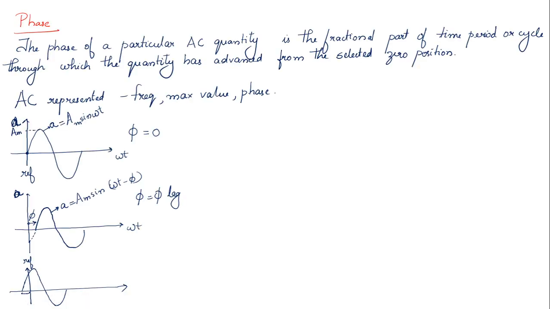Okay, so this is the angle phi. You can see that from the reference axis, it has started 5 degrees ahead of the reference axis, or we can call this one as 5 degrees lead from the reference axis. We can represent this waveform as A is equal to Am sine omega t plus phi.